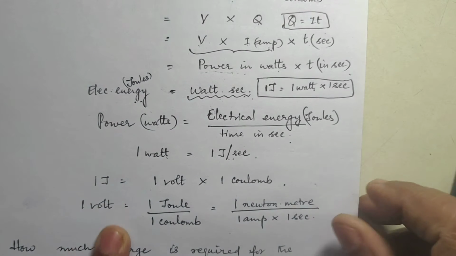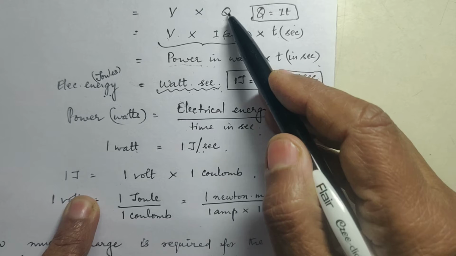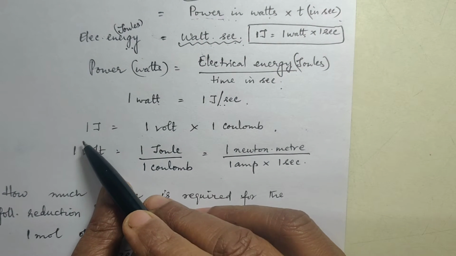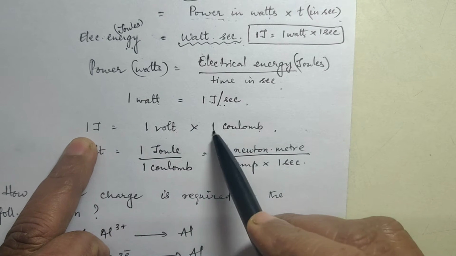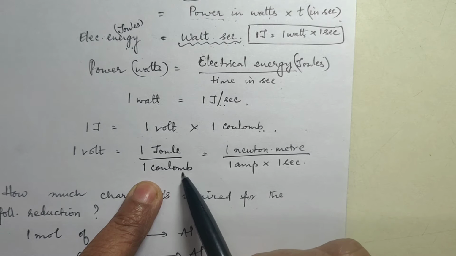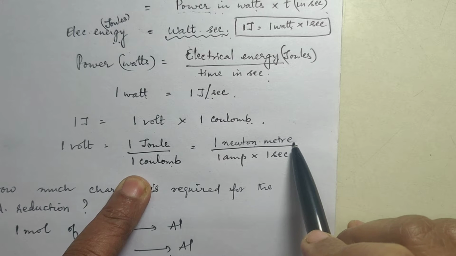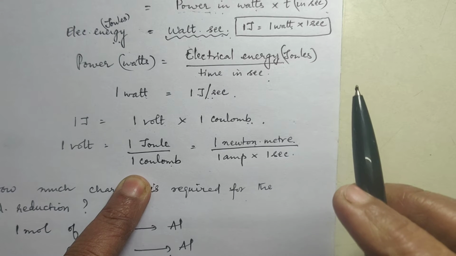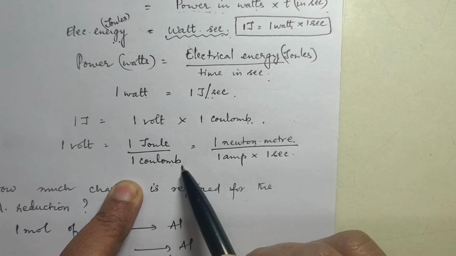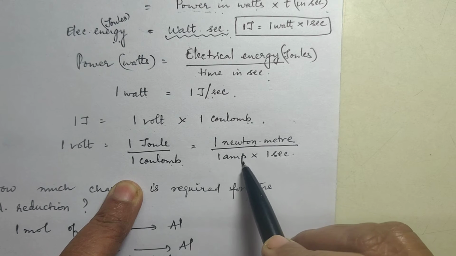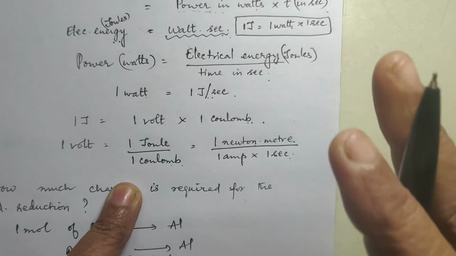Understand it in a simple way. 1 joule, we saw already, is 1 volt into 1 coulomb. So what is 1 volt? 1 volt is 1 joule upon 1 coulomb. And what is 1 joule? 1 joule is 1 Newton meter, energy. And what is 1 coulomb? 1 coulomb is I into T, that is 1 ampere into 1 second. So these relations you are supposed to know properly.